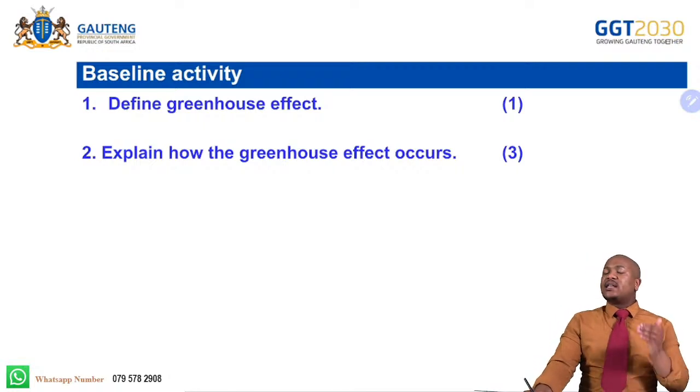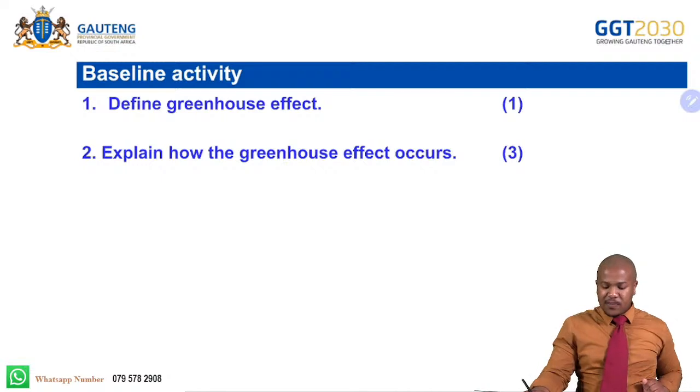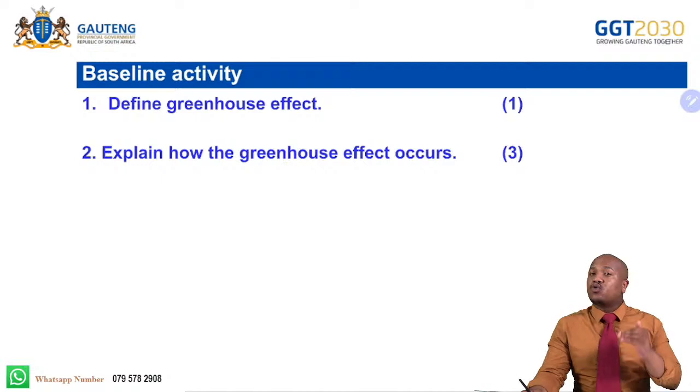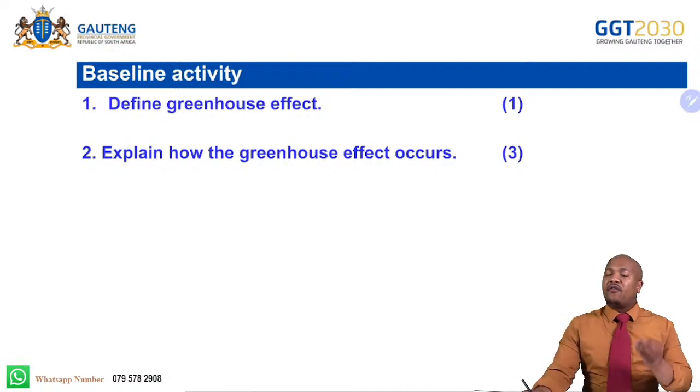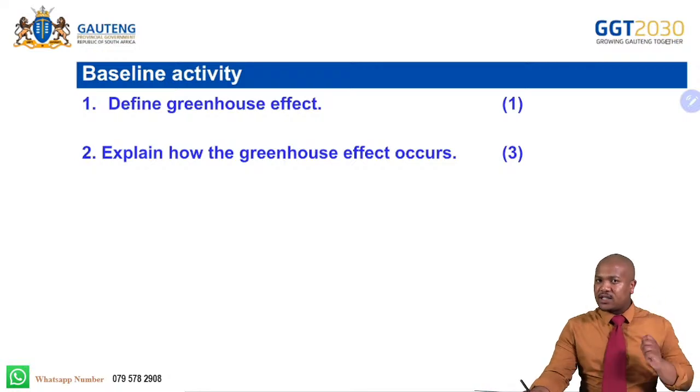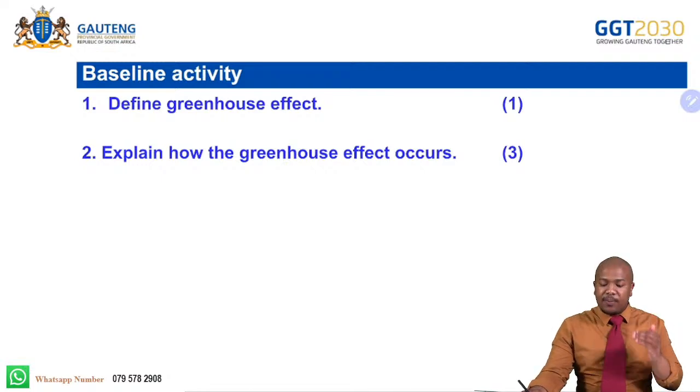I want us to take some time to write down this baseline activity. I will give you 5 minutes to write down the answers, but firstly, let's go through the questions together. Number 1 says define greenhouse effect. Number 2 needs a whole explanation: explain how the greenhouse effect occurs. So let's meet again after 5 minutes.